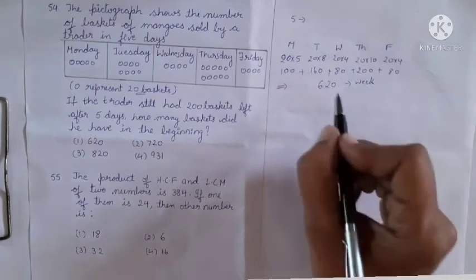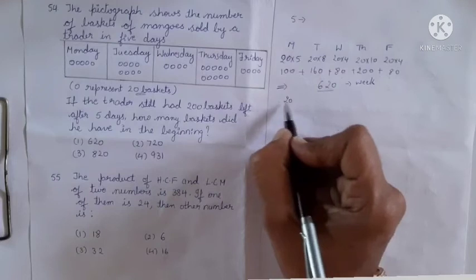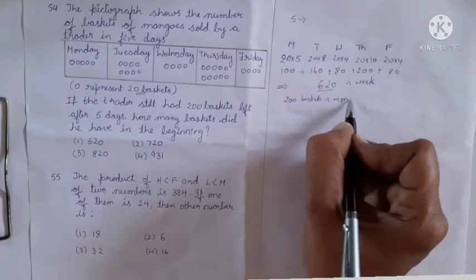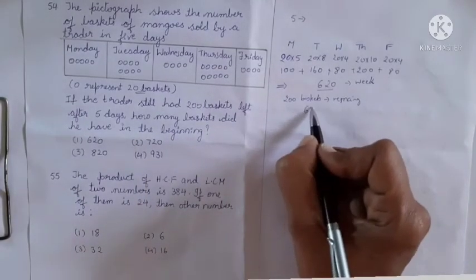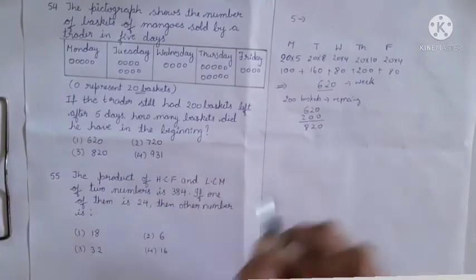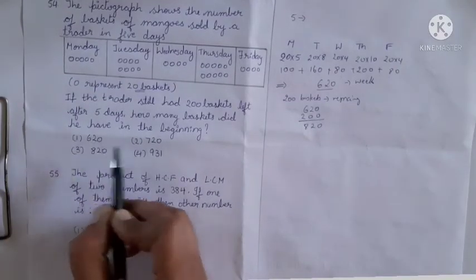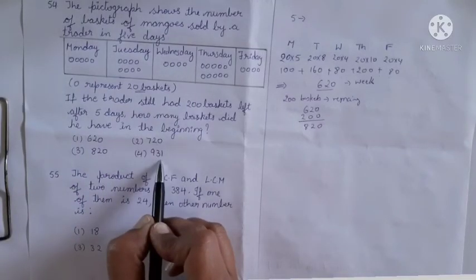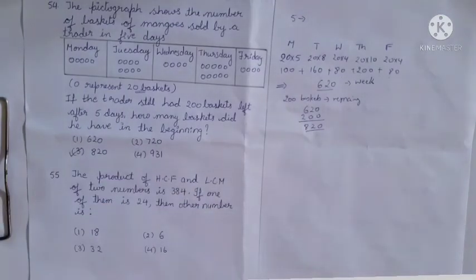Okay. After selling this 620 also, he is left with 200 baskets. 200 baskets are still remaining. Therefore, in the beginning how many he had? Add this 200 to 620. 820. So the options present here for you are, first option is 620, 720, 820, 931. So which is the right option? Yes, 820, that is option 3 is the right answer.